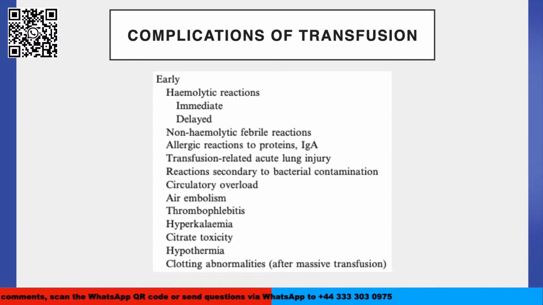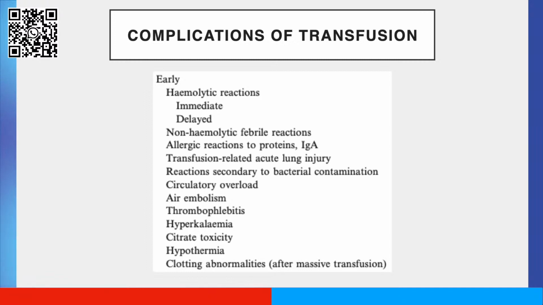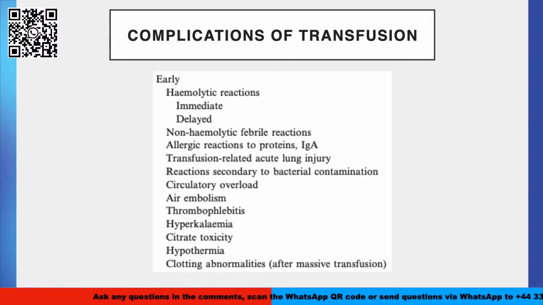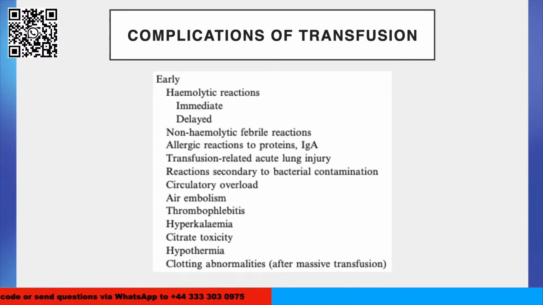Moving on then to talk about complications of transfusion. I'm not going to dwell on this too much, I've just picked out a few to mention. But these can be roughly divided into early complications and late. So early things to watch out for are hemolytic reactions. These can be early within seconds or can be delayed. You can have non-hemolytic febrile reactions. Patients can have allergic reactions to the proteins or IgA. You can have transfusion-related lung injury, reactions secondary to bacterial contamination. They can have transfusion-associated circulatory overload. And then you think about things like air embolus, thrombophlebitis, hyperkalemia, citrate toxicity, hypothermia, or clotting abnormalities.